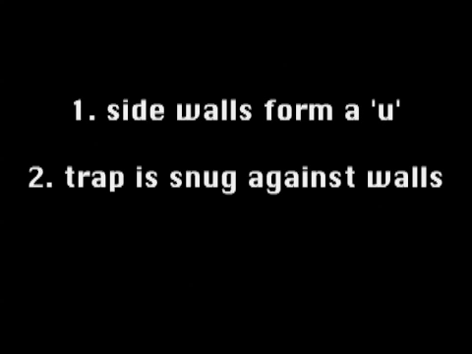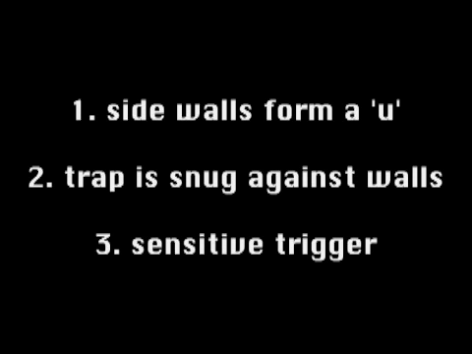Make sure the trigger is the path of least resistance through the tunnel, as we discussed previously. Those 3 key steps again are: ensure the exposed tunnel is in a U-shape. Ensure the trap sits snugly between the 2 tunnels. Ensure the trigger is as loose as possible.